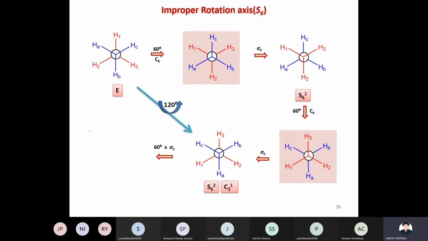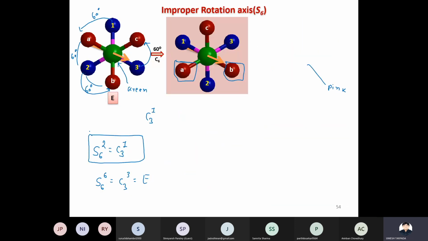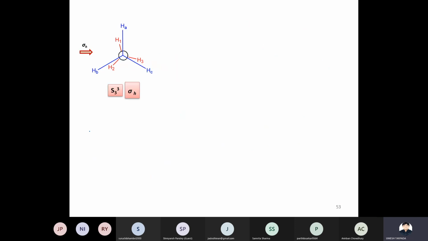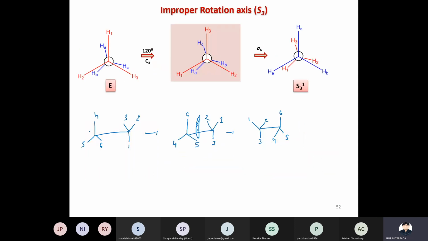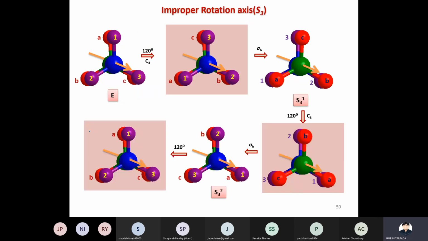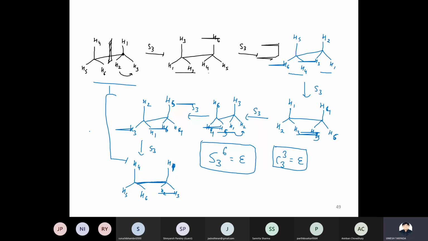So this we have already checked in the case of eclipse ethane. So look at here, this one. S6 raised to 6, or you can say S3 raised to 6 is equal to E. C3 raised to 3, or you can say S6 raised to 6. S3 raised to 6, or you can say C3 raised to 3. तो इस केस में आपकी S5 एक्सिस है, तो S5 रेस टू कितना आएगा?